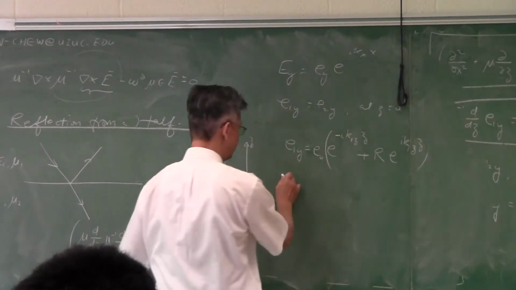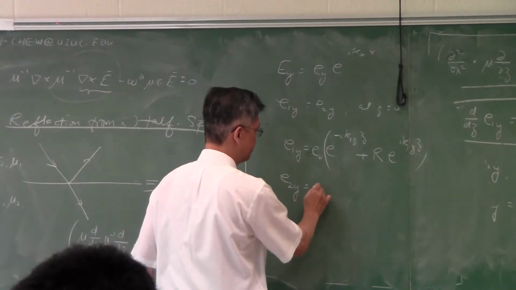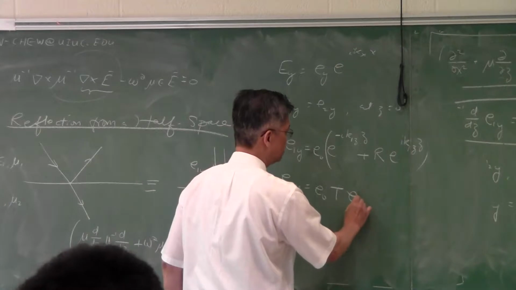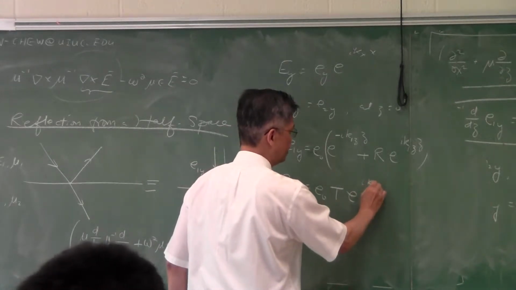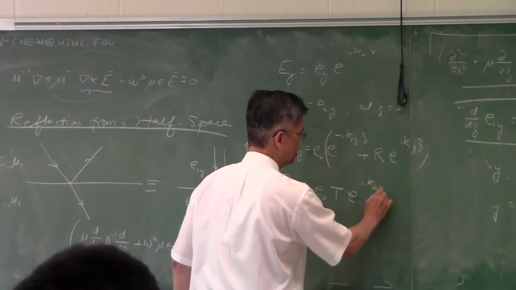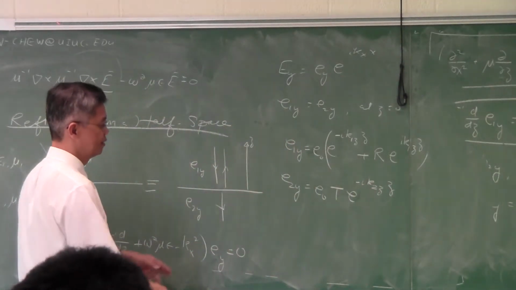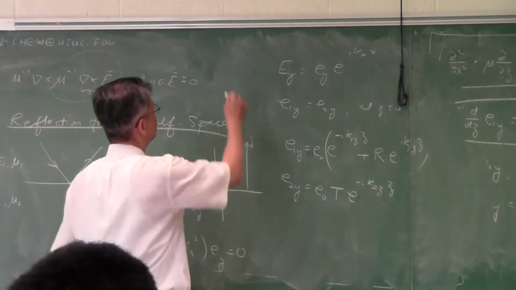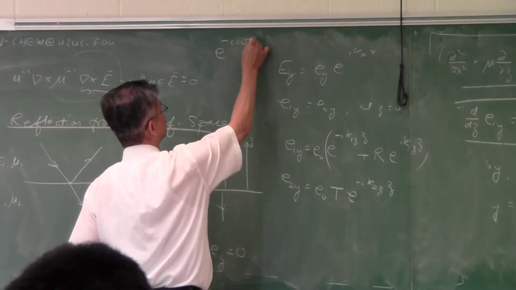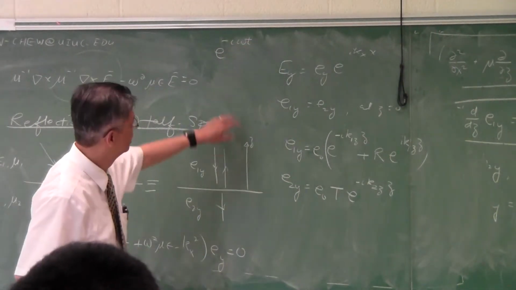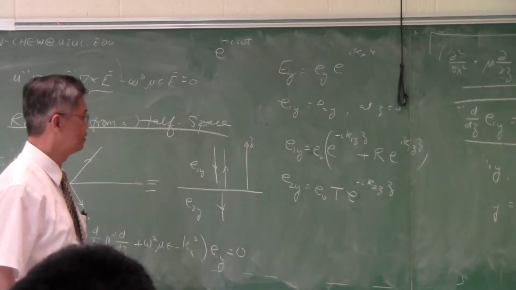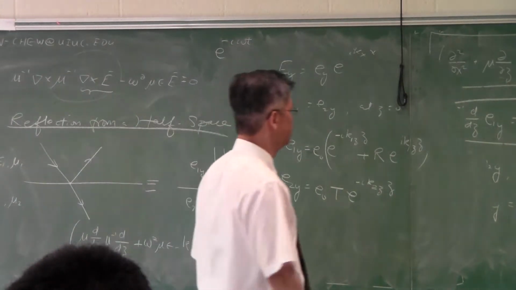The solution in region 2 must be just a transmitted wave, e to the i k_2z z. Okay, so this represents the wave that goes in the negative z direction. I'm using e to the minus i omega t time dependence in this course. Let me remind you of that again. And then we match boundary conditions.